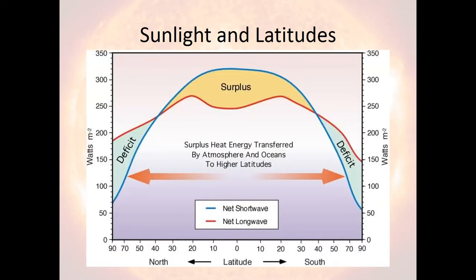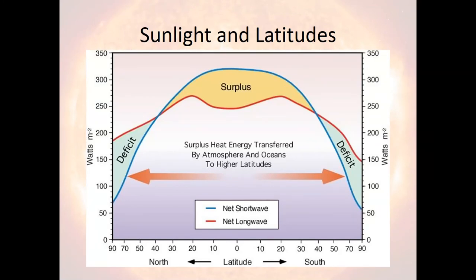This actually results in an interesting situation where if you live near the equator, you actually have a surplus of heat. You actually get more heat than you give off. On the other hand, if you live near the poles, you have a deficit of heat. You actually get less heat than you give off.